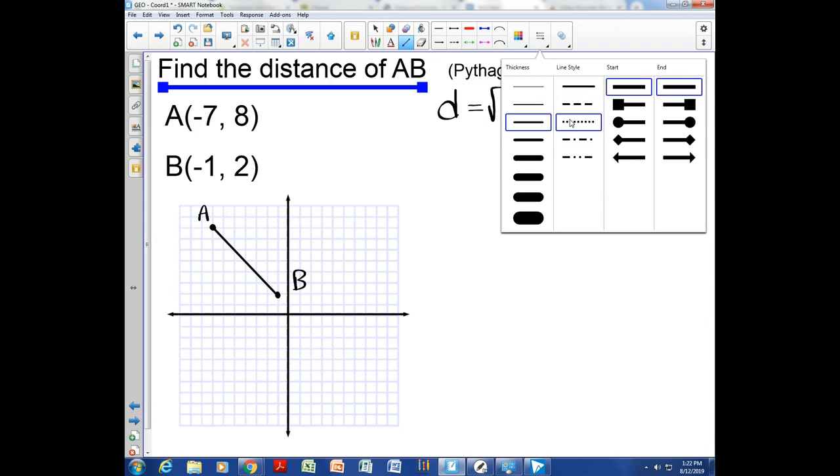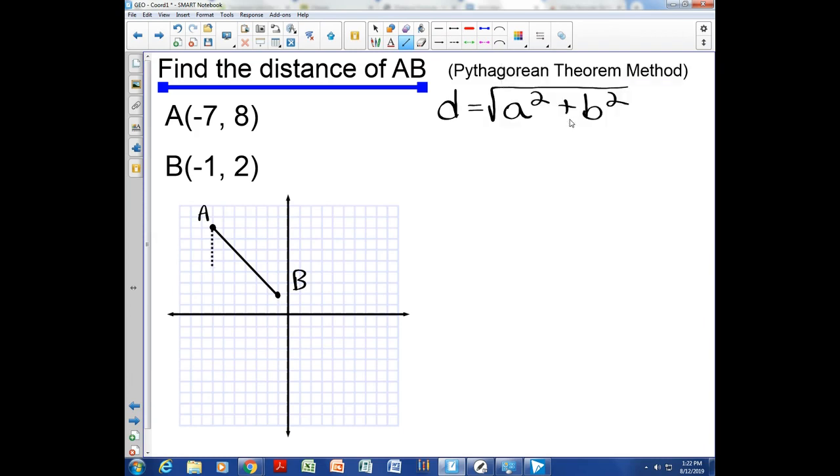So I'm going to go to point A, and I'm just going to go down until I'm at the same height as my B point, and then I'm just going to draw another segment across, creating a right triangle, and therefore giving me the ability to use the Pythagorean theorem to find the distance of AB, which would be the hypotenuse of the right triangle. Now, the advantage of having the graph now is that I can just count the 2 legs.